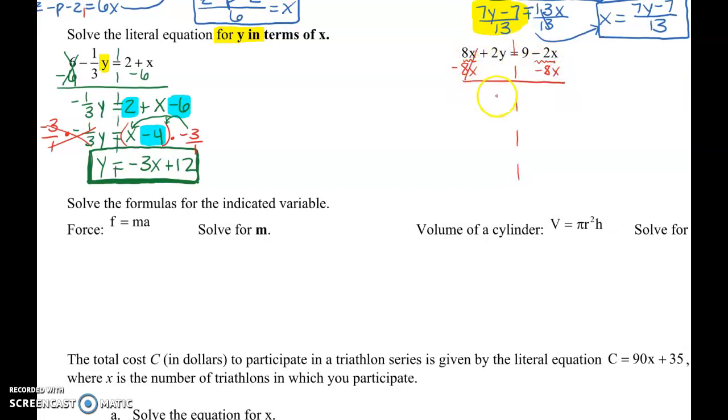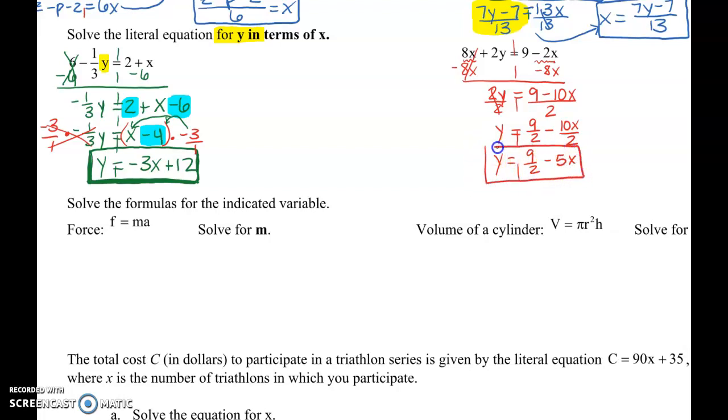So I get 2y equals 9 minus 10x. Here I can divide everything by 2, and I get y equals 9 over 2 minus 10x over 2. Or I could write it all over one of those. And to simplify, it looks like 9 over 2 minus 5x.